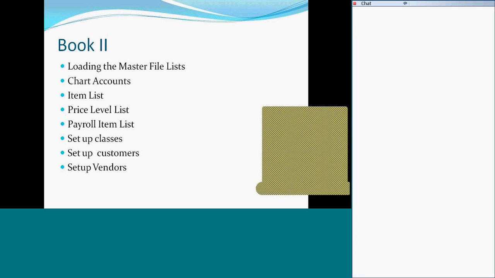So now we're up to page 95 in the book if you have it. This is called loading the master list. We'll see this in a second when we actually go through QuickBooks. We do the chart of accounts, the items list, the price level list, the payroll item list, set of classes, set of customers, and set of vendors. This we all do in QuickBooks as we understand how we're doing this.